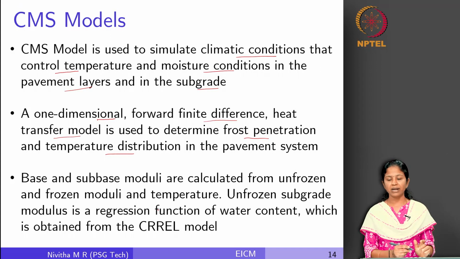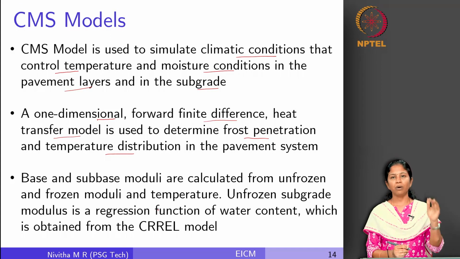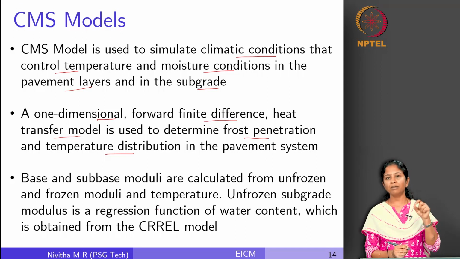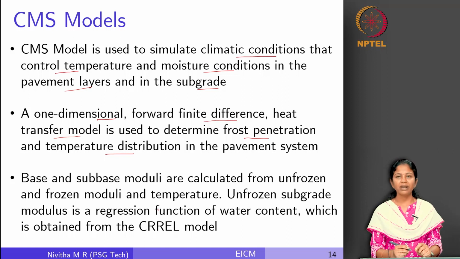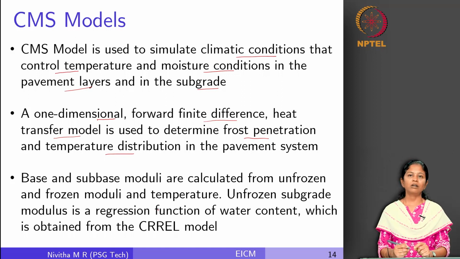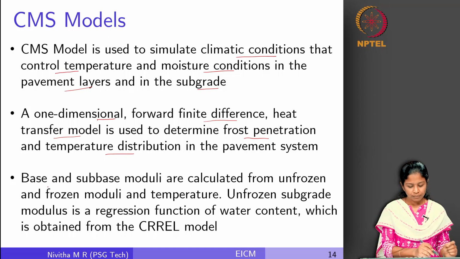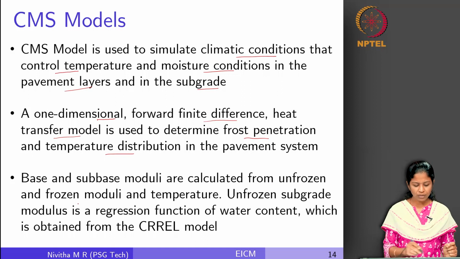We fix the boundary conditions. Once the values for the boundary conditions are given, it can interpolate, it can calculate the degree of variation in the underlying intermediate thickness layers, right. So, that is the concept that is used here in this CMS model. So, let us say the base and sub-base moduli are calculated from unfrozen and frozen moduli and temperature, right.